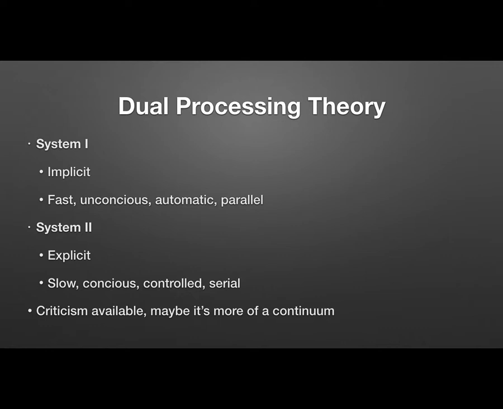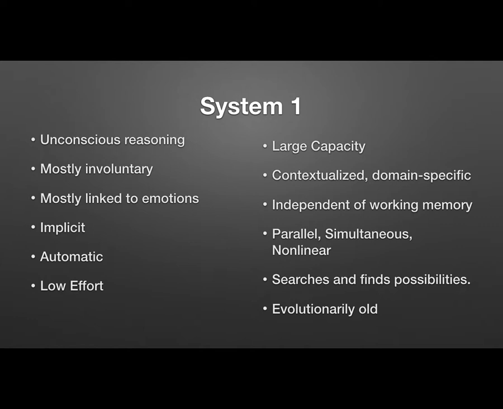So let me give you some examples, some more attributes of System 1. This is kind of an automatic system, really low in terms of the effort that you have to put into it. This is the kind of thing that you may not realize is affecting what you're doing, but it is.